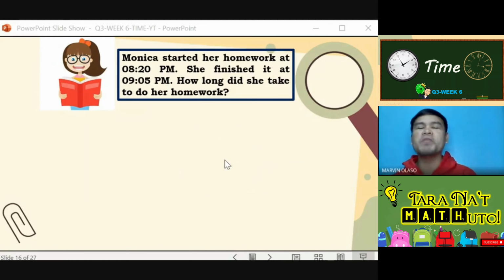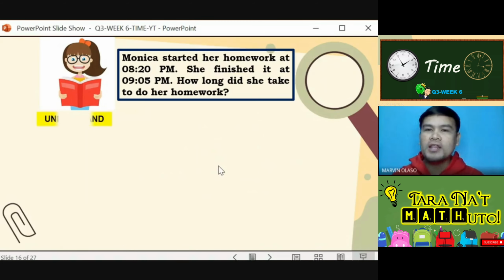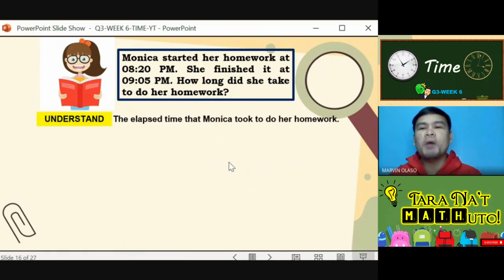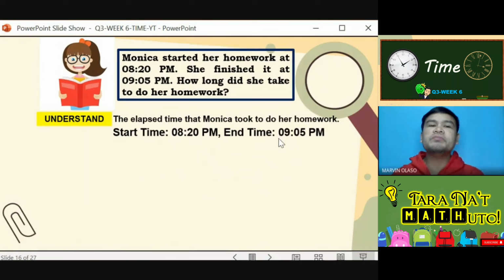Ayan ang ating problem. Again, let's follow the 4 steps in solving problem. First, what is the problem asked for? Let us understand first the problem, no? So what is the problem asked for? Ano bang tinatanong? Yes, the problem asks for is the elapsed time that Monica took to do her homework. Okay, now, we have the given 8:20 p.m. Let's talk about the start time. We have 9:05 p.m. It's end time.